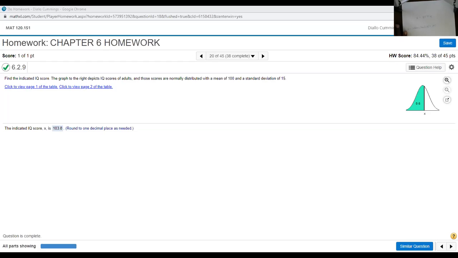At most 152 would include 152, so we would look at the area to the left of 152.5, because that would include 152. Fewer than 152, which doesn't include 152, you would find the area to the left of 151.5. And if you wanted to find the probability of exactly 152, you would find the area between 151.5 and 152.5. So with this continuity correction, you're either going to add or subtract 0.5.